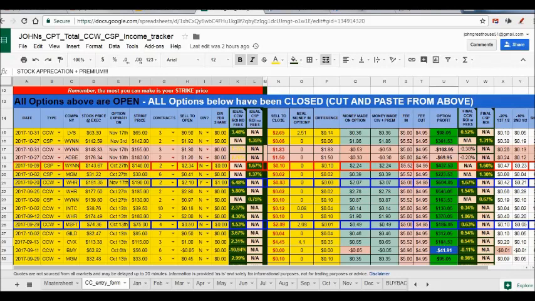Hey, look, before I let you go, I'm going to show you 2 trades that I've done. On my spreadsheet, guys, I'm going to show you how I used that exact strategy when I bought back some cash secured puts and covered calls that I wrote.